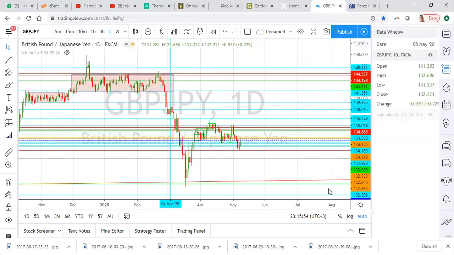So don't mind the alerts that sound. That's basically alerts coming on for news and things like that.